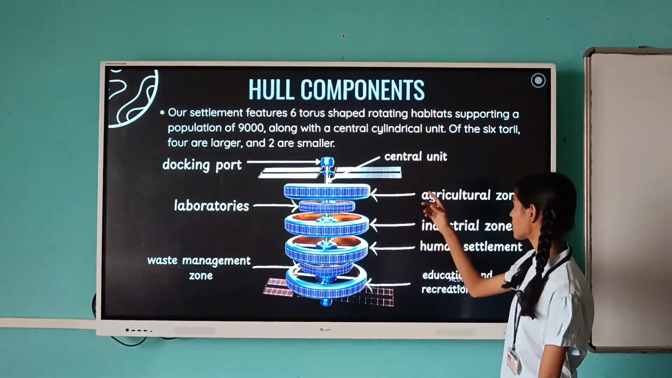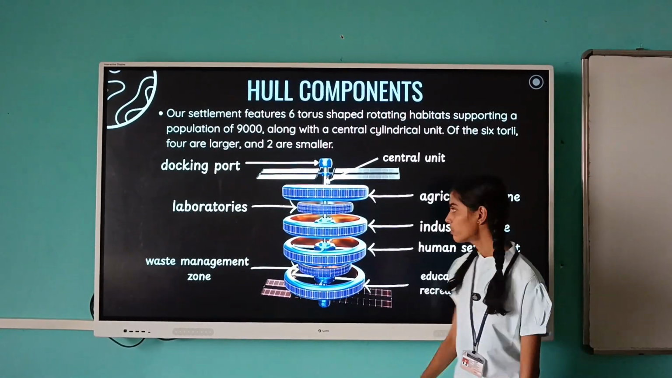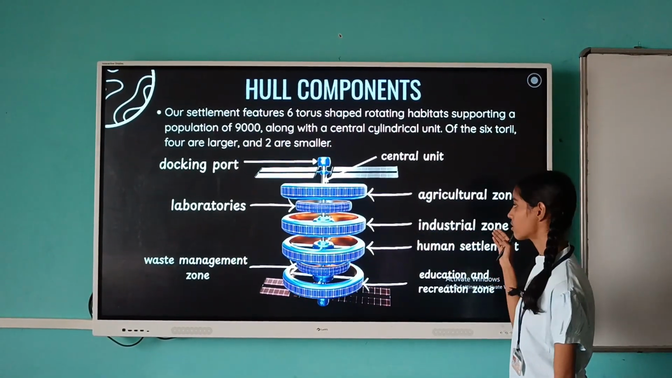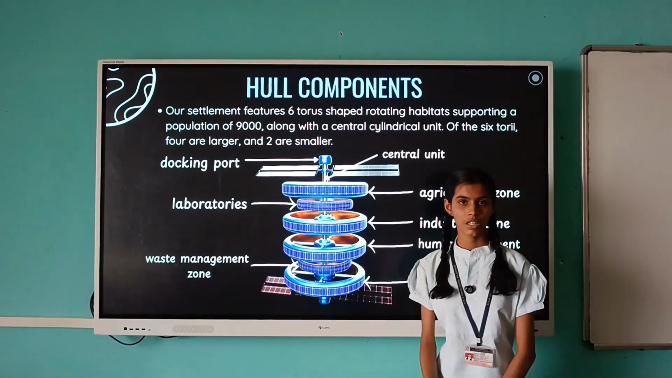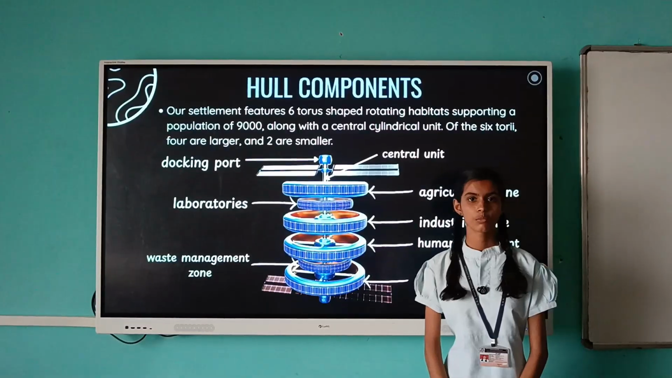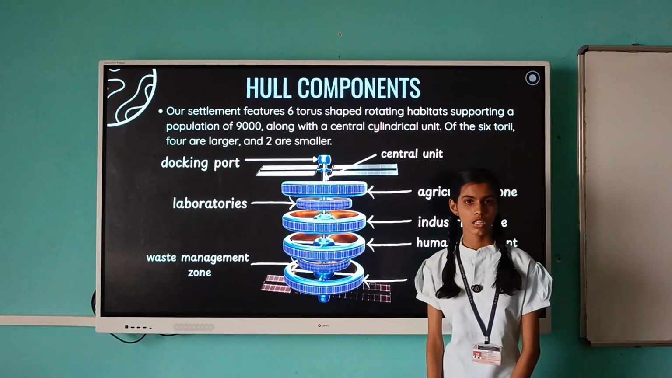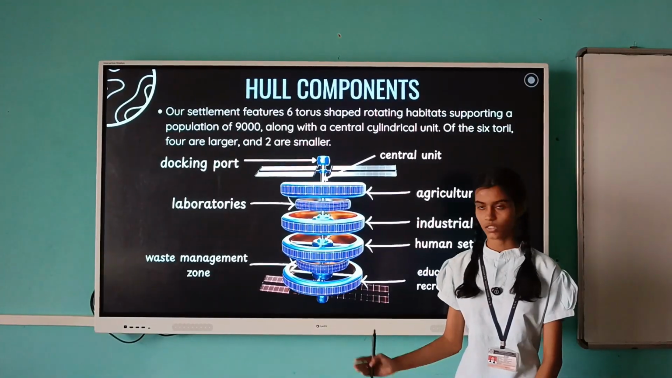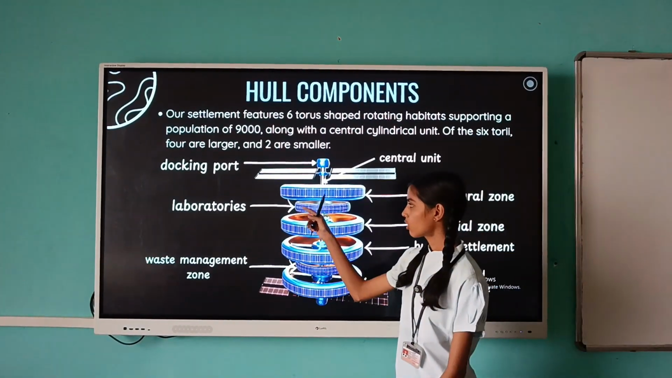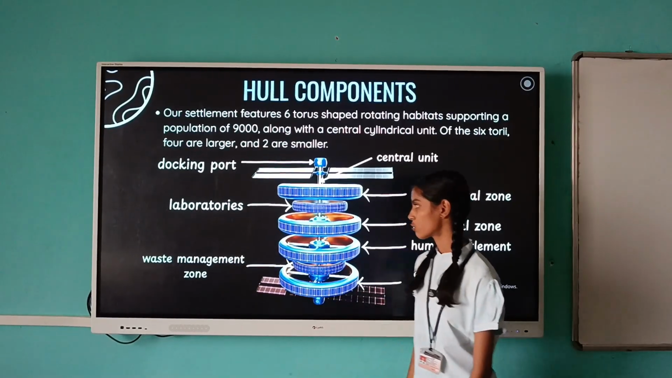The topmost torus is the agricultural zone in which various agricultural activities will be performed. The second torus will be the industrial zone in which the raw materials will be converted into processed ones. And in the human settlement zone, the actual 9,000 population resides. In the education and recreation zone, various educational institutions and other leisure activities will be provided. Coming to the 2 small toruses, they will have additional facilities for laboratories and a waste management zone.